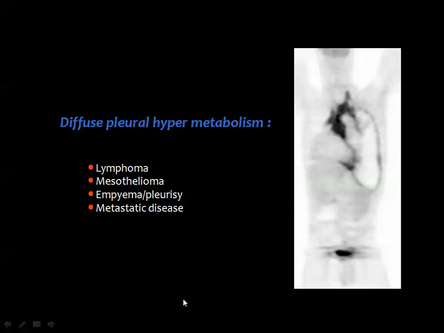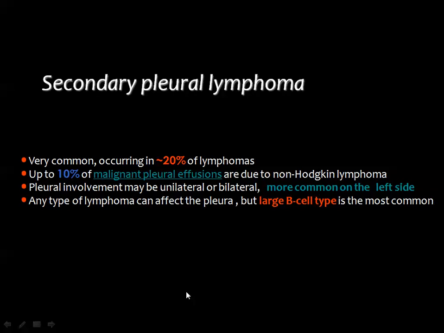The secondary pleural lymphoma or the metastatic pleural lymphoma is more common and is seen in around 20% of cases of lymphoma, and in up to 10% of these cases you have pleural effusion where you can detect malignant cells inside. Pleural involvement may be unilateral or bilateral, and it is usually more common on the left side. The most common type seen of pleural lymphoma is the large B cell type.